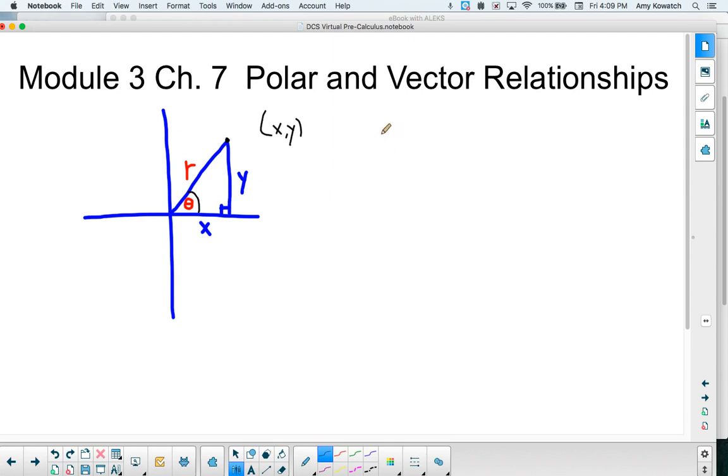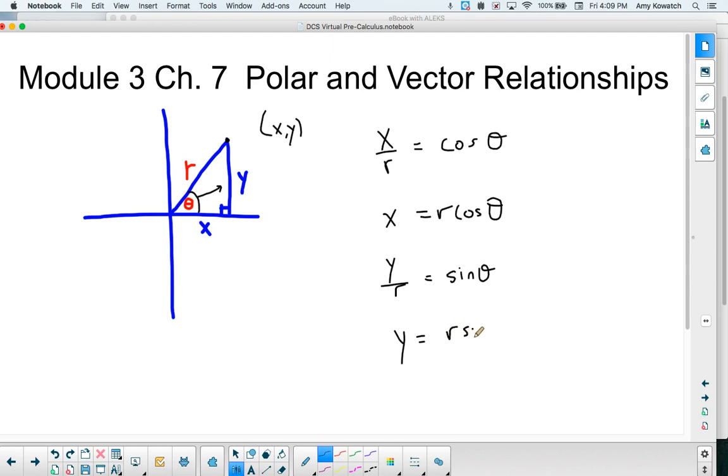And if you wanted to convert back and forth, the equation for x actually comes from cosine, where x over r, the adjacent over the hypotenuse, is equal to cosine theta. When you cross multiply, you get x = r cosine theta. The one for y is the same way. It's just y over r, that would be opposite of this angle over hypotenuse, and that's equal to sine. And so when you cross multiply, you have y = r sine theta.